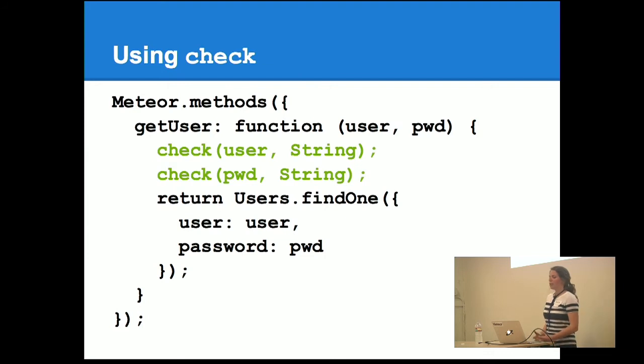So Meteor provides a really great tool for you to protect against this Mongo injection, and it's called check. It's a package that you can use to check that your values conform to certain types or patterns. So in this example, we just need to check that the username and the password are strings before we pass them into our query. And this would fix the attack that we just saw.